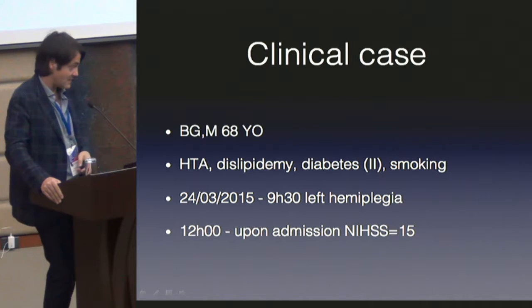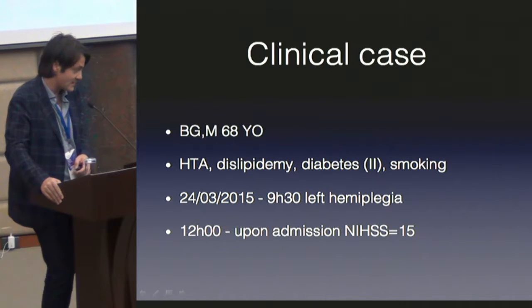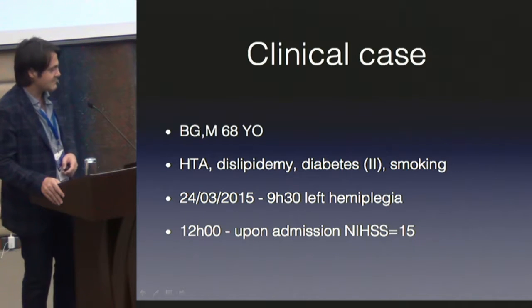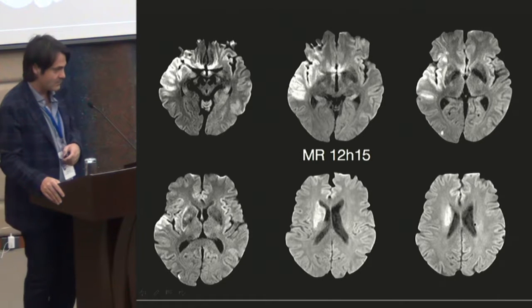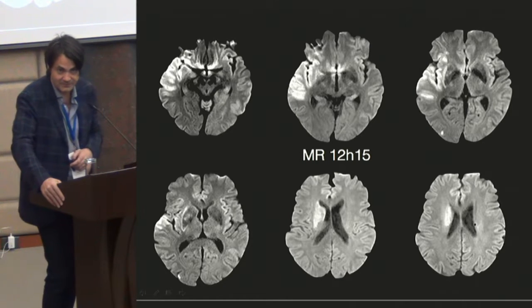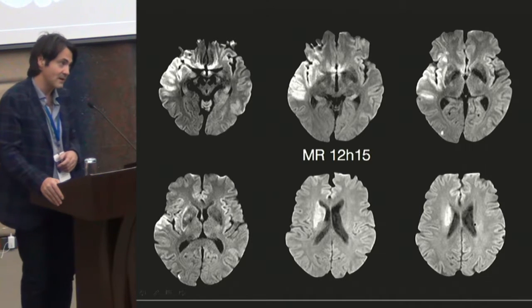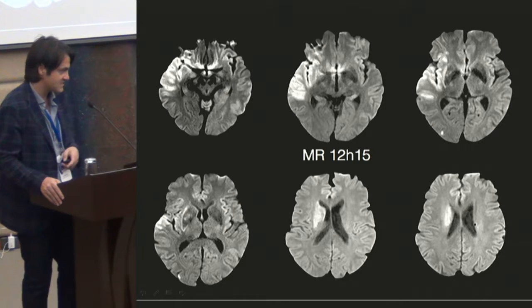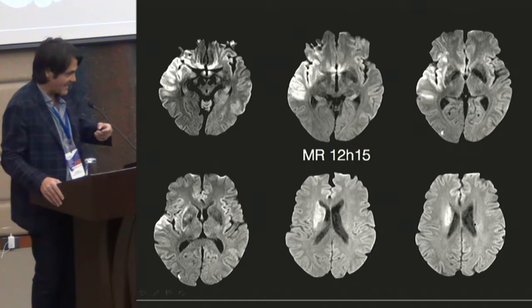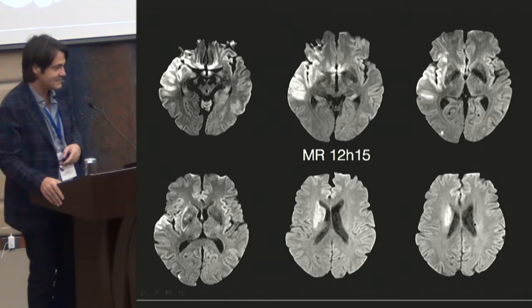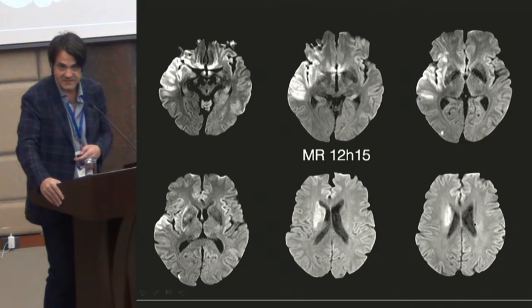A very short clinical case: a patient treated in France a few years ago with an NIHSS score of 15, presented with left hemiplegia in the morning with different risk factors for stroke, and this was the MR performed at the entrance of the patient. As you can see, the MR for sure is very precise in evaluating the extent of the ischemic core, but because probably of the different age of the lesion, it's not so easy to evaluate the extension.